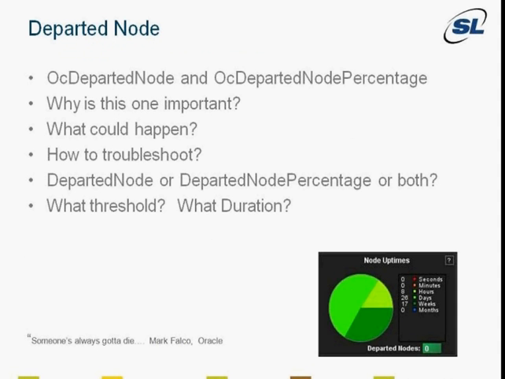Okay, so the departed node alert. How does a node depart, Everett, and why should people care about that? As Mark Falco always said at the bottom of our slide, someone's always got to die, which is, when nodes die, they get kicked out of the network. And it's frequently a suicide of the node, because once a node either is not responsive or is not getting responses from the rest of the cluster, it will actually terminate itself and then attempt to rejoin the cluster.